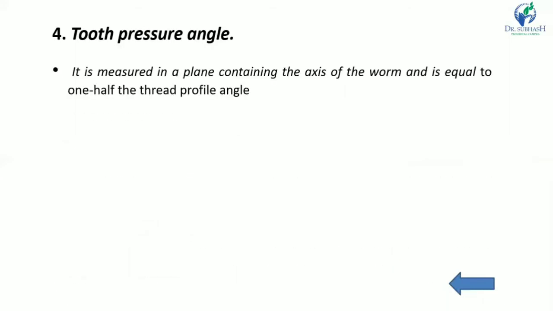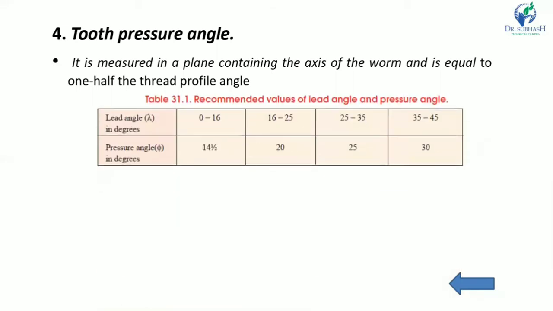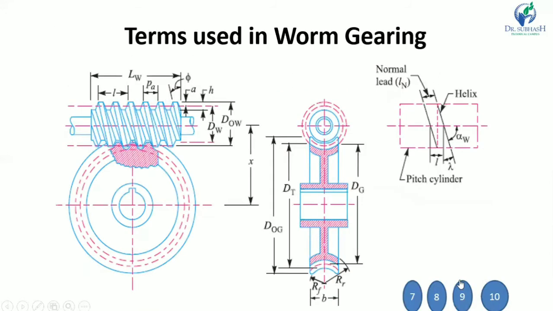Then next one is the tooth pressure angle. It is measured in a plane containing the axis of the worm and is equal to 1/2 the thread profile angle. Okay, so tooth pressure angle, you can say here in this case, tooth pressure angle phi.